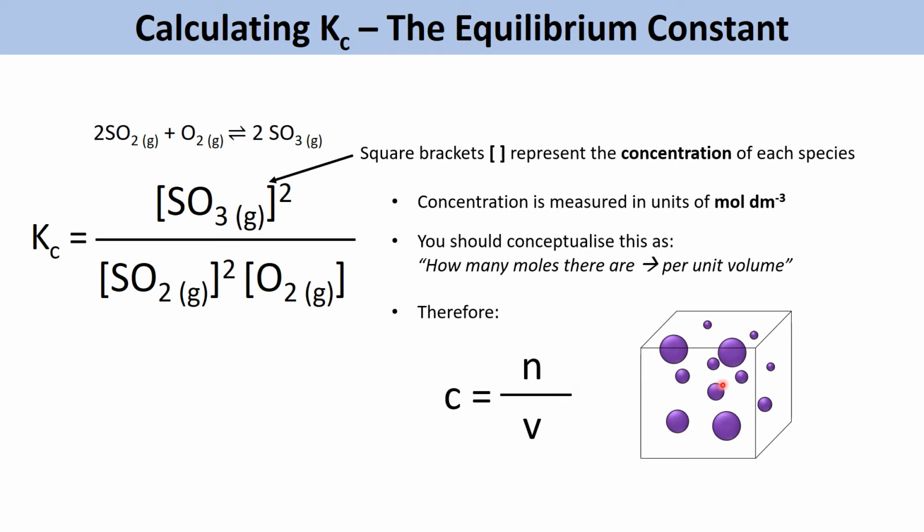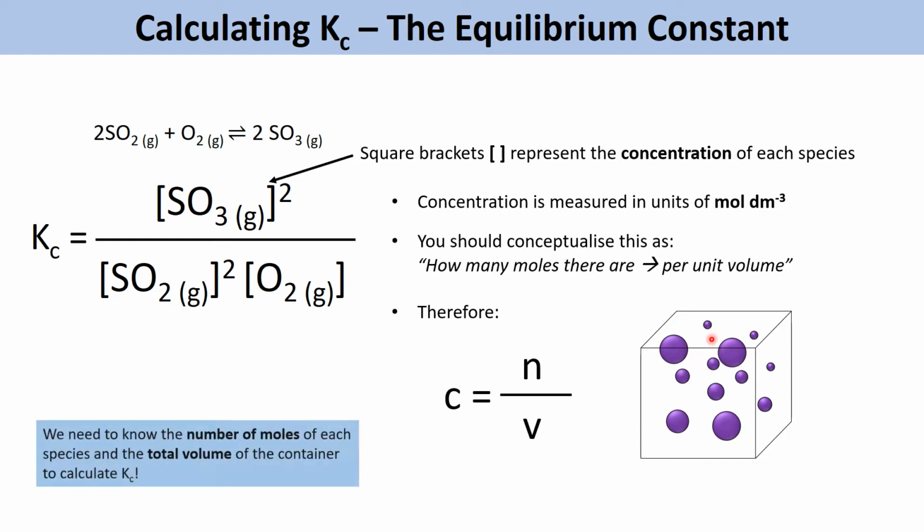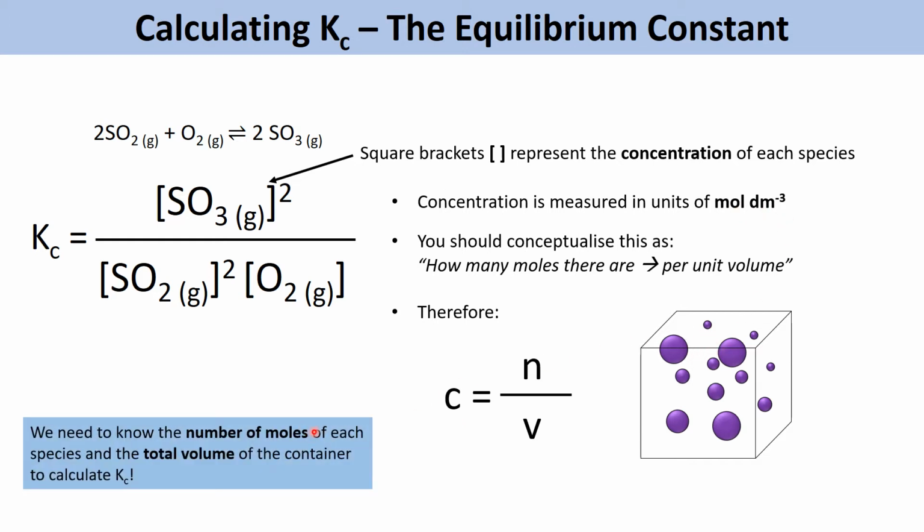So to work out the concentration of any species, you simply divide the number of moles, how many things there are in it, by whatever its volume might be, and that will give you a concentration in moles per unit volume. So we need to know the total number of moles of each species, and then we need to know the volume of the container in order to be able to calculate the concentrations. When we can calculate the concentrations, we can calculate Kc.